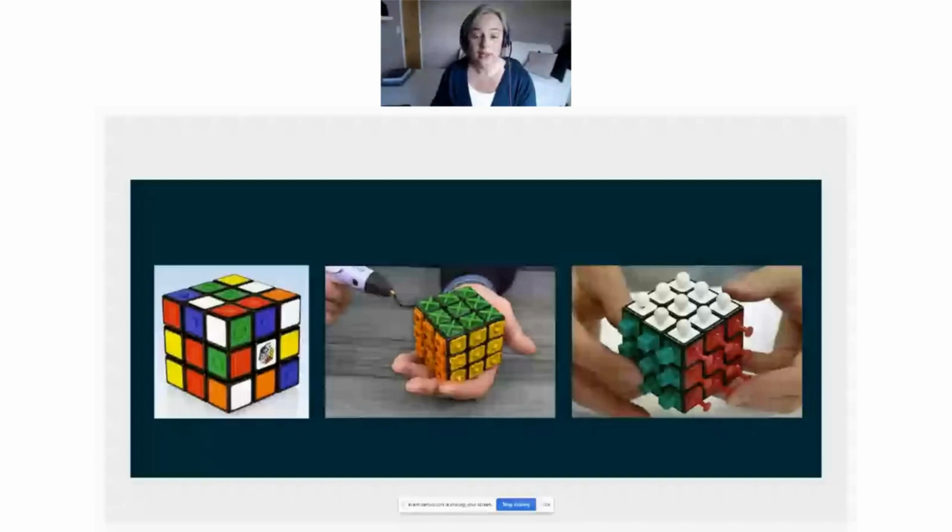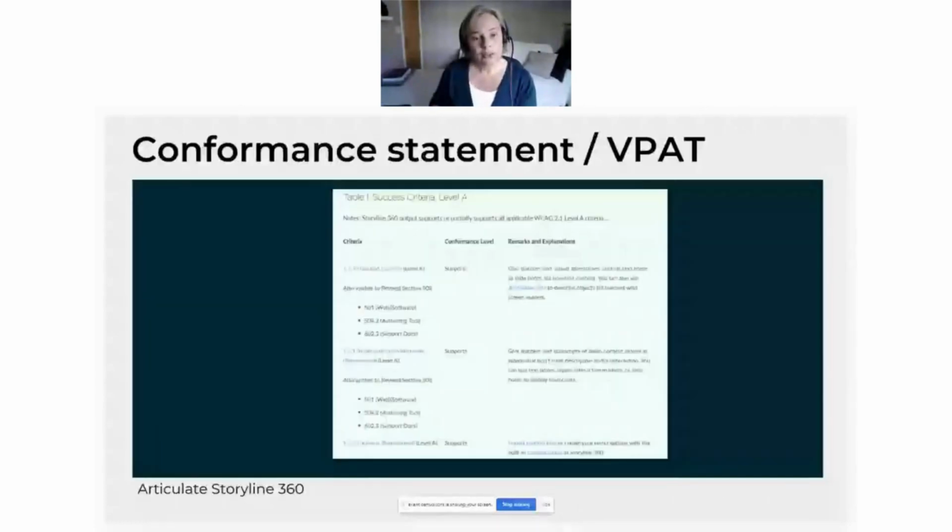So what we'll do now is have a look at some of the things that e-learning tool providers can do to make it easier for us to create accessible learning content. So the first one that I think is really helpful is an up-to-date conformance statement or a VPAT, a voluntary product accessibility template. And the ideal version of this, which is important for us developers and designers, is that it shows how the tool is meeting the standards of the Web Content Accessibility Guidelines.